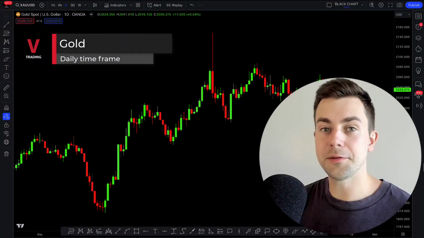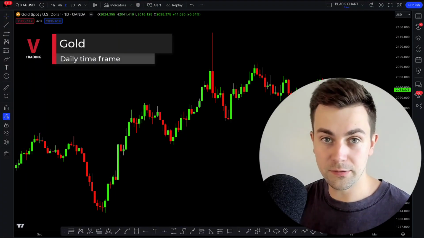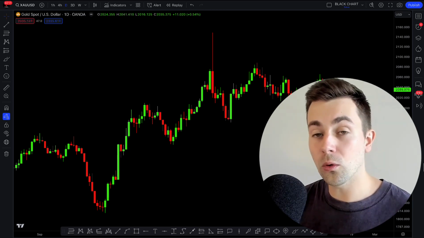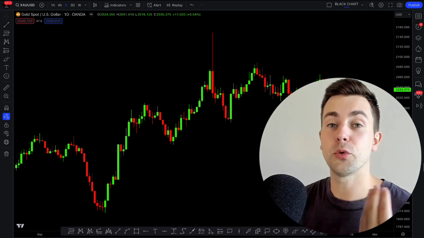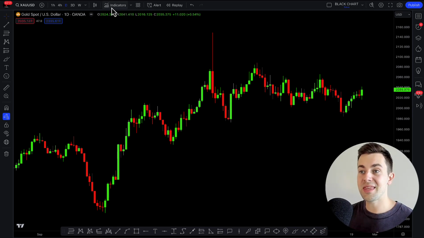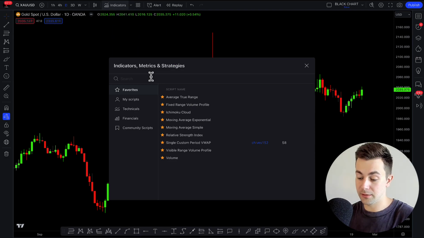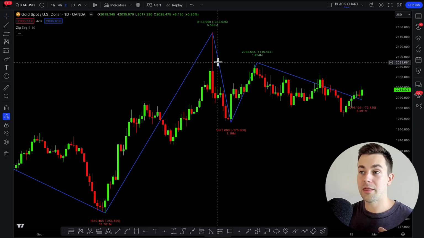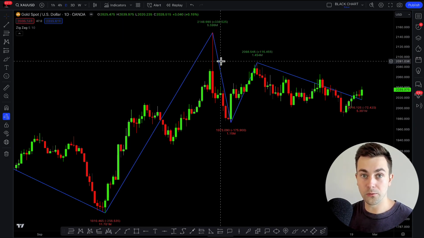The technical indicator that we will apply for the identification of important supports and resistances is called zigzag, and your first task will be to add this technical indicator on your chart. Open the indicators list and type zigzag, and then click on it and the indicator will appear on your chart.